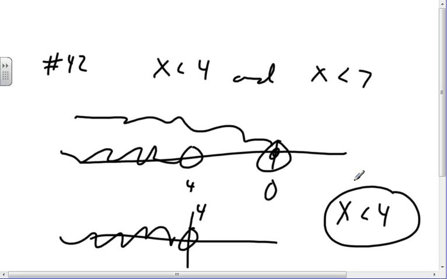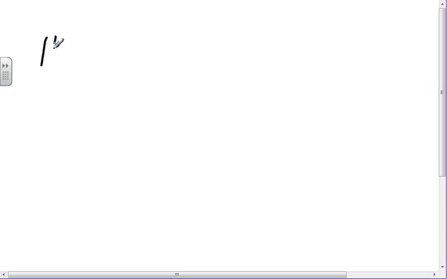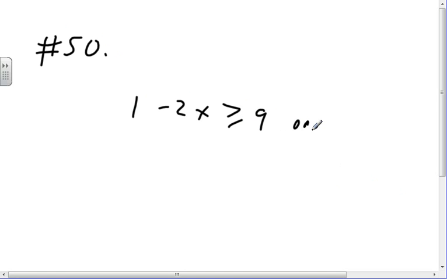All right, so we'll try 50. On a roll. 50. I'll just mimic the same thing, maybe on the test. 1 minus 2x less than or equal to 9, or 5 minus 3x greater than or equal to 35.